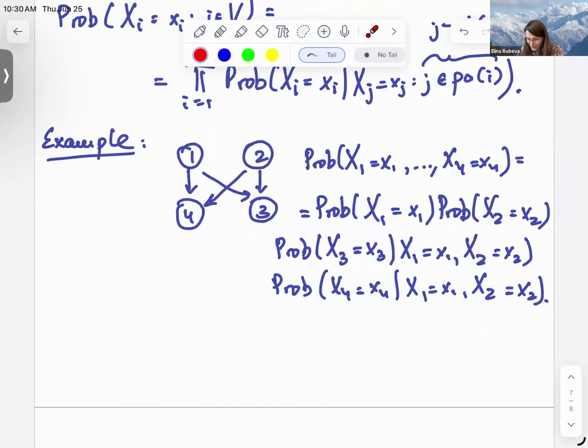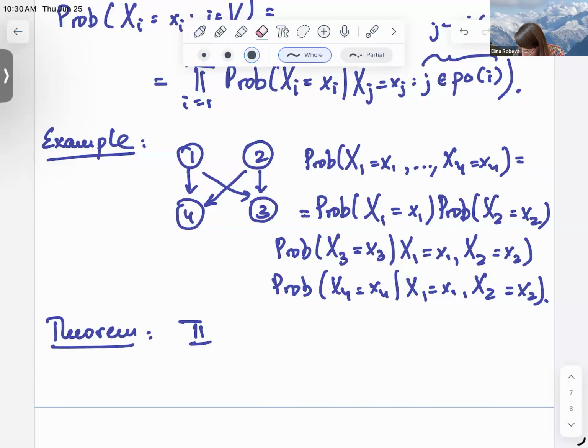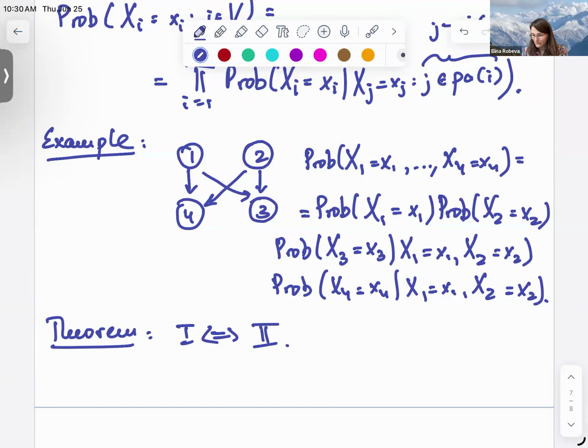Okay, and so just to mention the result: I started with 2, but 1 and 2 are actually equivalent. These two definitions, the factorization and the global Markov property, are equivalent in this case, and there's no positivity requirement on the probability distribution.